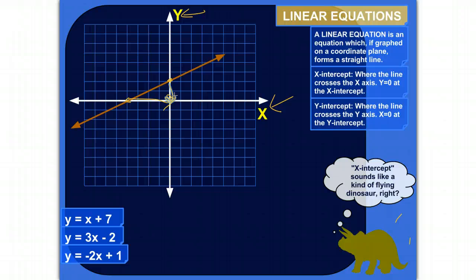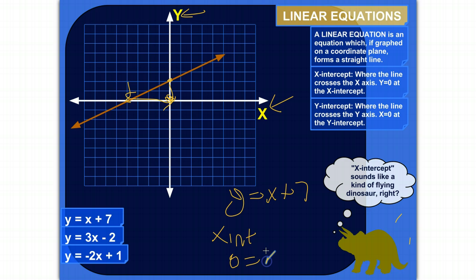Let's look at y equals x plus 7. Let's find the x-intercept first. At the x-intercept, the value of y is 0. So I can plug in 0 for y in this equation and solve for x. The equation becomes 0 equals x plus 7. To solve that, I subtract 7 from both sides, and the result is x equals negative 7. So when y is 0, x is negative 7, and my x-intercept is at negative 7.